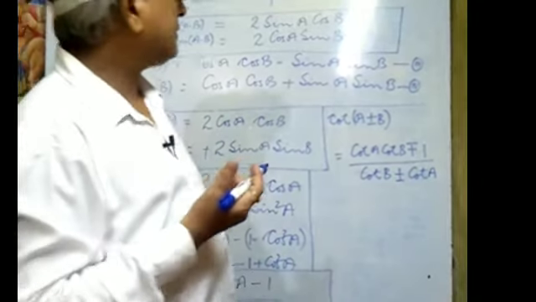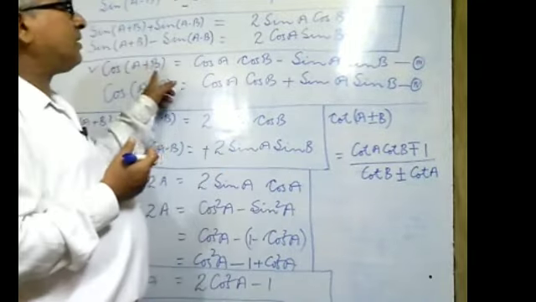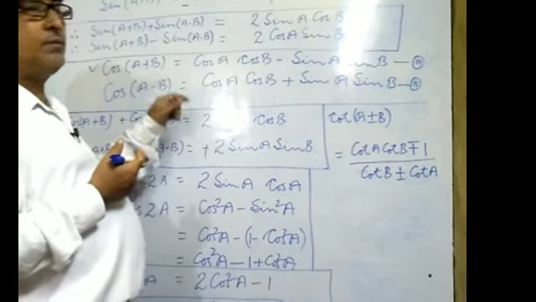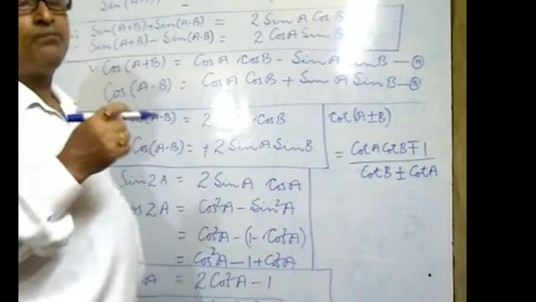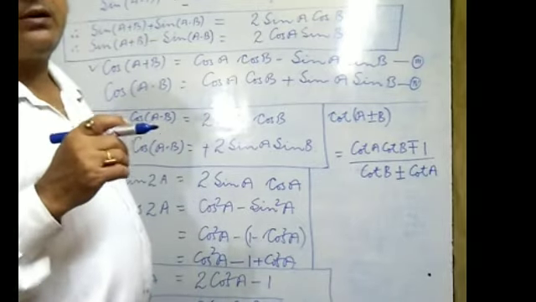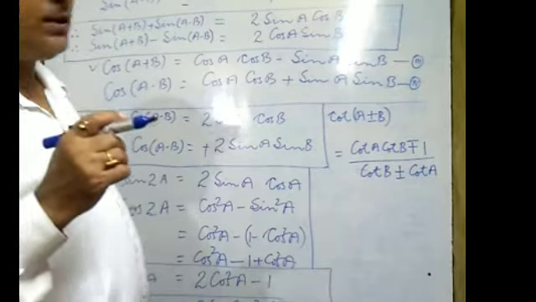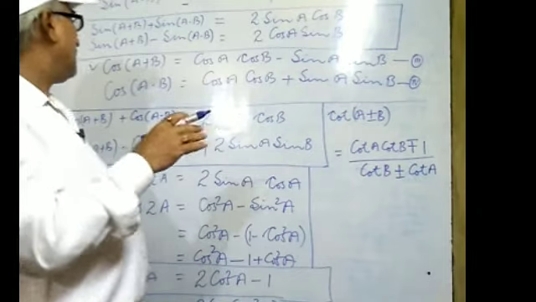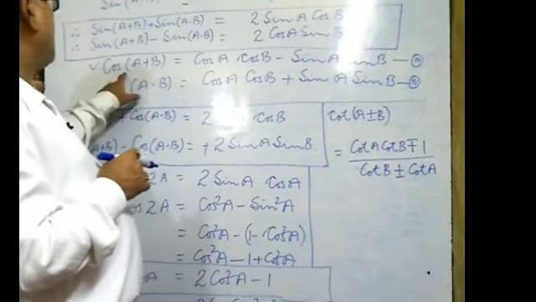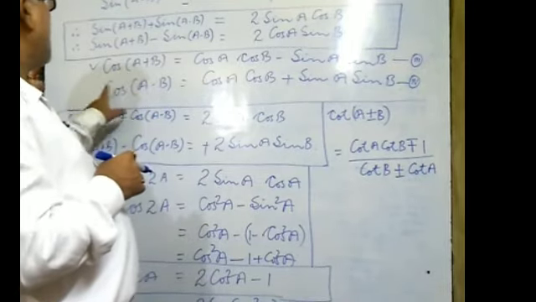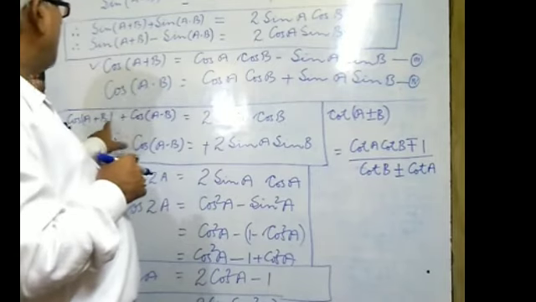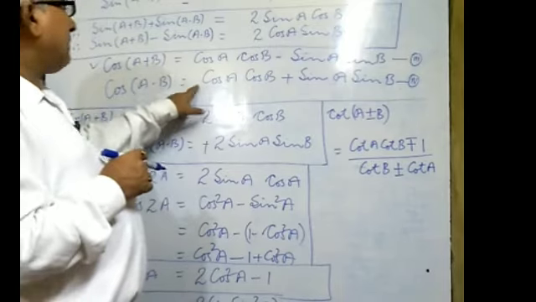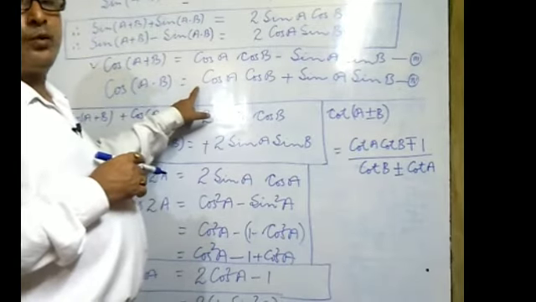So let us consider what comes after adding the third and fourth, and what comes after subtracting the fourth from the third. First of all, we try to add the third and fourth. After adding, left side will be added to left side and right side to right side. Now add the left-hand side: cos(A+B) plus cos(A-B). After adding, both have the same sign, so both will be added.